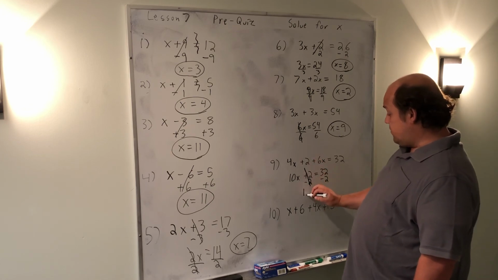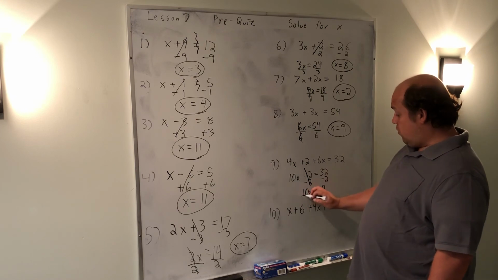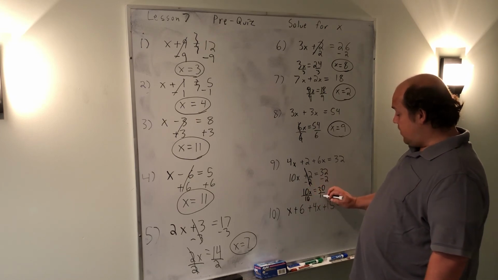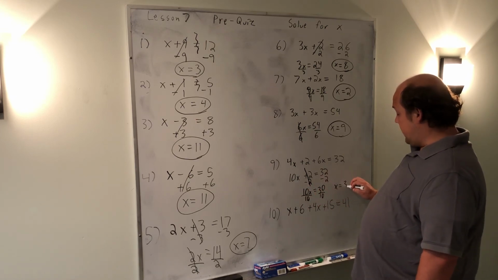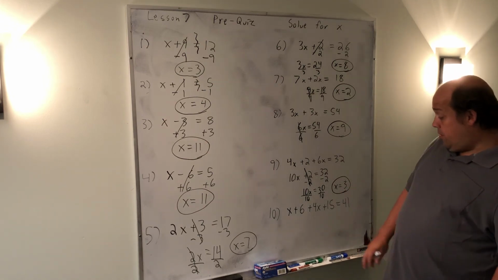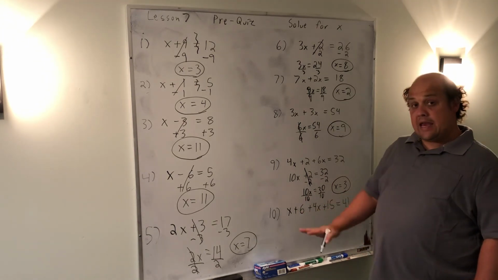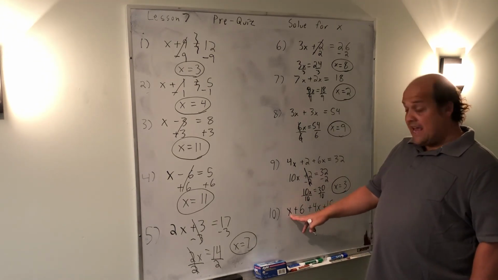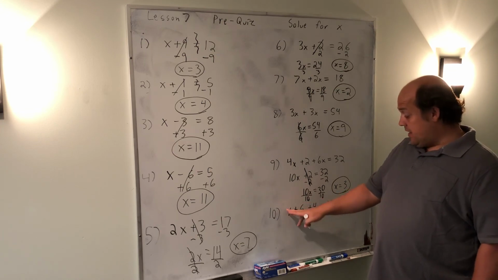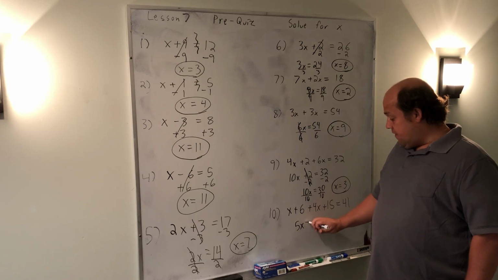That leaves me with 10x on the left and 30 on the right. When I then divide by what's in front of the x, I get the correct final answer of x equals 3. For the final problem here, I have both x's to combine and numbers to combine. I again need to keep them separate. So this x is an understood 1x. When I take 1x and combine it with 4x, I get a total of 5x.